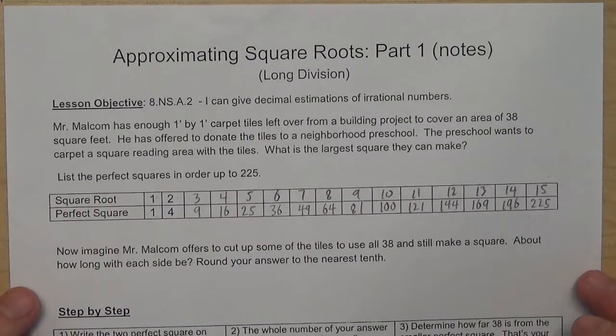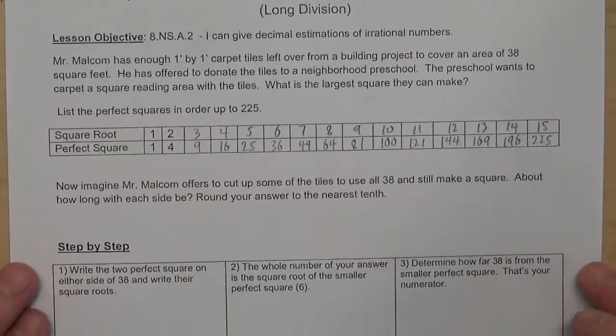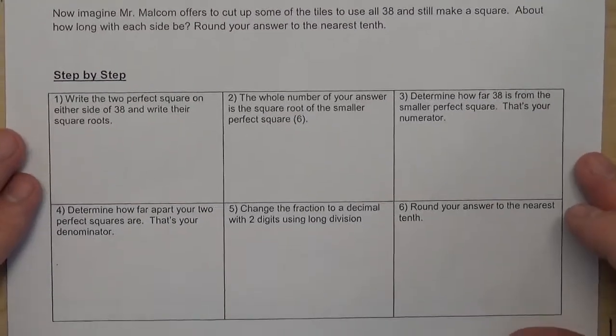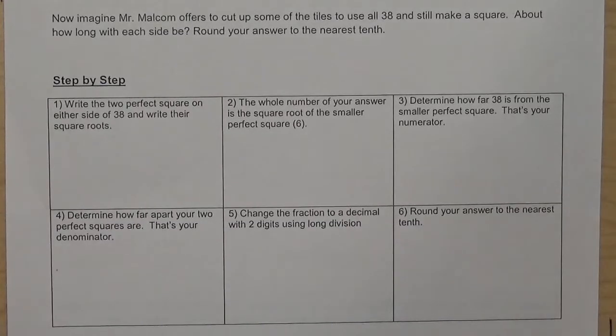So we're going to go through a step-by-step process today to help us estimate the square root of 38, because if you know the area of something, you take the square root to find the length of one side. We've talked about that in class. So we're going to go through this process now by taking the square root of 38. It's a 6-step process, and we're going to use long division today to estimate this.